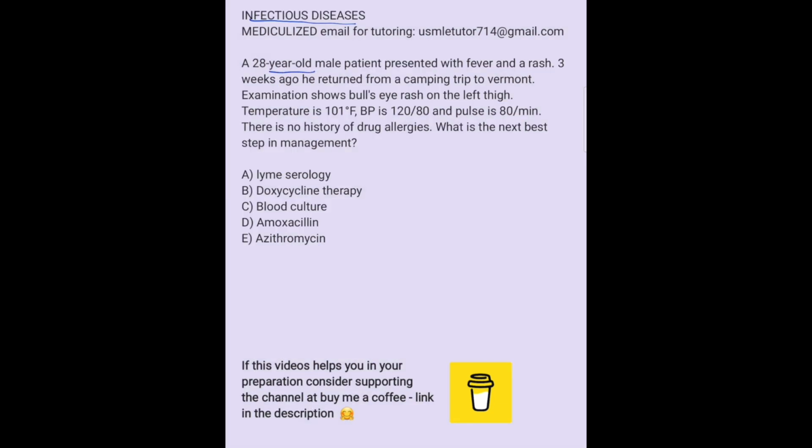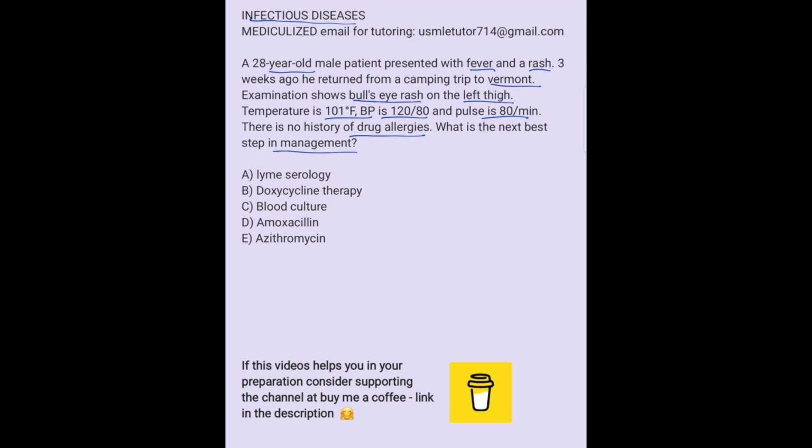So a 28-year-old male patient presented with fever and a rash 3 weeks ago. He returned from a camping trip to Vermont. Examination shows a bull's eye rash on the left thigh. Temperature is 101, so there is fever, blood pressure is normal, and pulse is normal. There is no history of drug allergies, which means that most likely this rash is not from any drugs. Also, there is no history that any drug was taken recently. So what is the next best step in management?